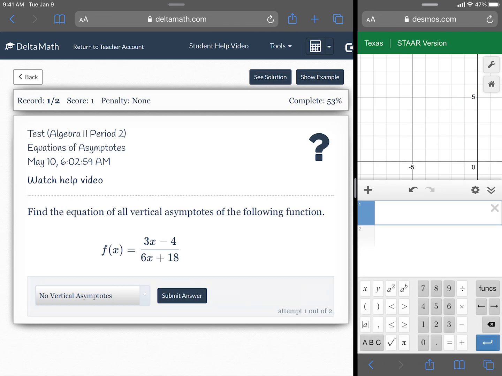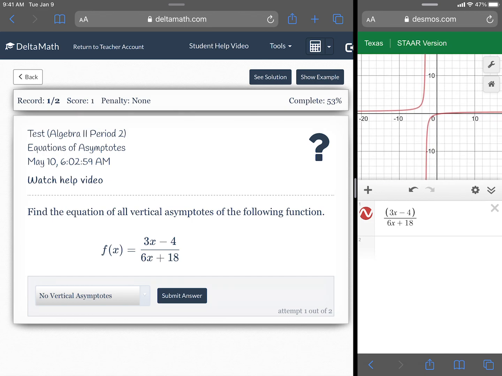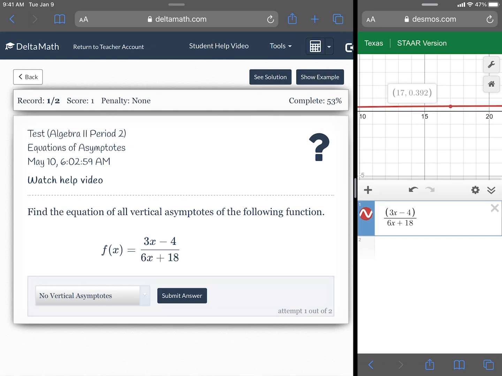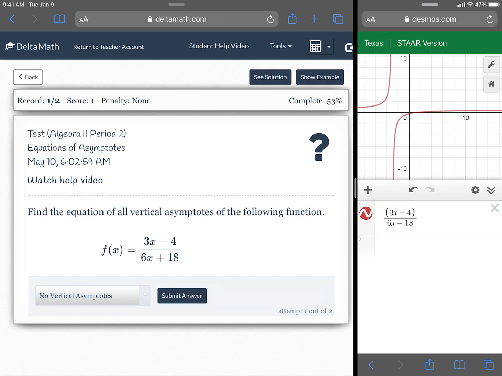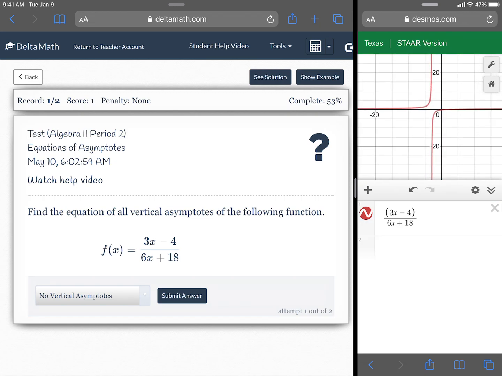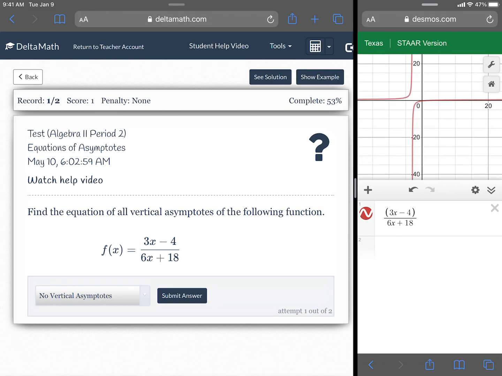Let's check out this one. Let's do this graph, 3x minus 4, all divided by 6x plus 18. What we have here is also horizontal asymptotes, left and right. It looks like we're heading towards 0.4, maybe 0.5 there. But this question asks us about vertical asymptotes, which basically means, are there any points in your graph where your graph heads straight up and down towards infinity?